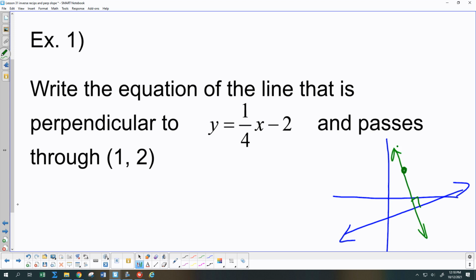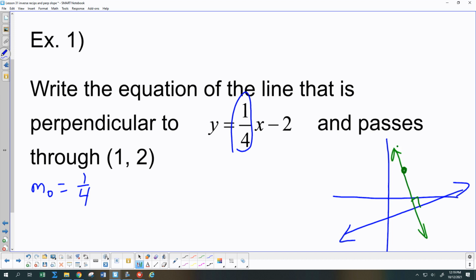Now, I don't have to graph that. What is the only thing I need out of that original equation to be able to do one of these? Cooper? What do I need out of this original blue line to help me get my green line? What were we just talking about on the previous slide? So what is the slope of that original blue line? 1/4. So my original slope is 1/4.